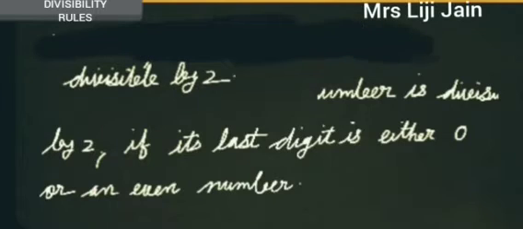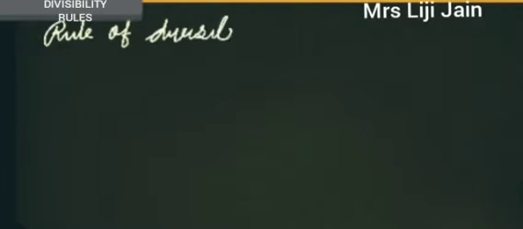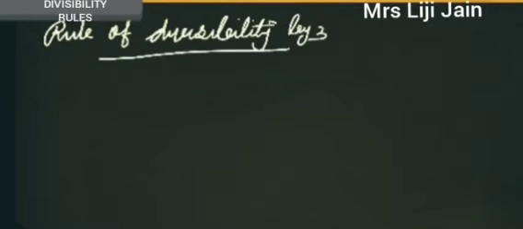What is the rule of divisibility by 3? Do you remember? Yes. A given number is divisible by 3 if the sum of its digits is also divisible by 3. Yes, isn't it? Okay, please write. Divisibility rule by 3, or rule of divisibility by 3. Okay, write down.